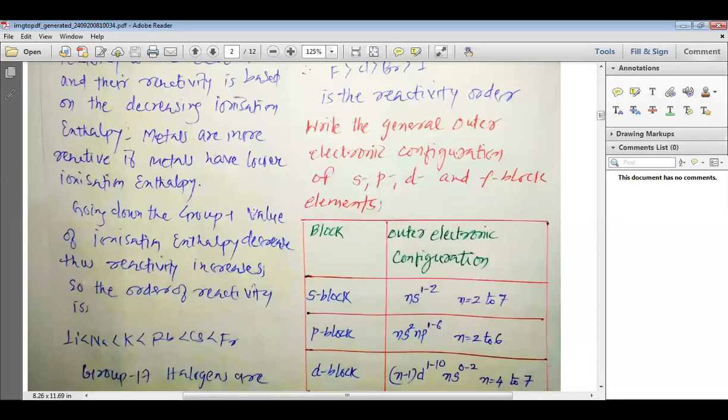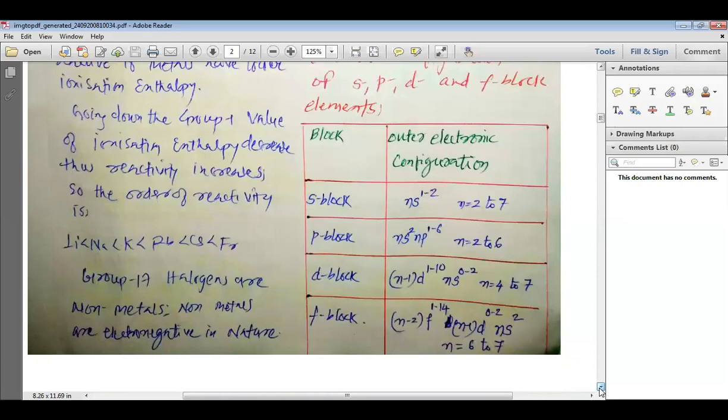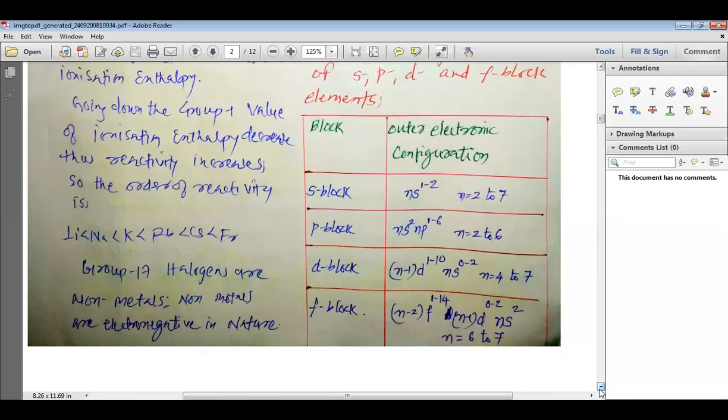Going down group 1, the value of ionization enthalpy decreases, thus the reactivity increases, and that is why going down the group, the reactivity order we can write is lithium is less than sodium, potassium is more reactive than sodium, rubidium is more reactive than potassium, cesium is more reactive than rubidium, francium is more reactive than cesium. But we should not consider francium in this order because francium is radioactive.